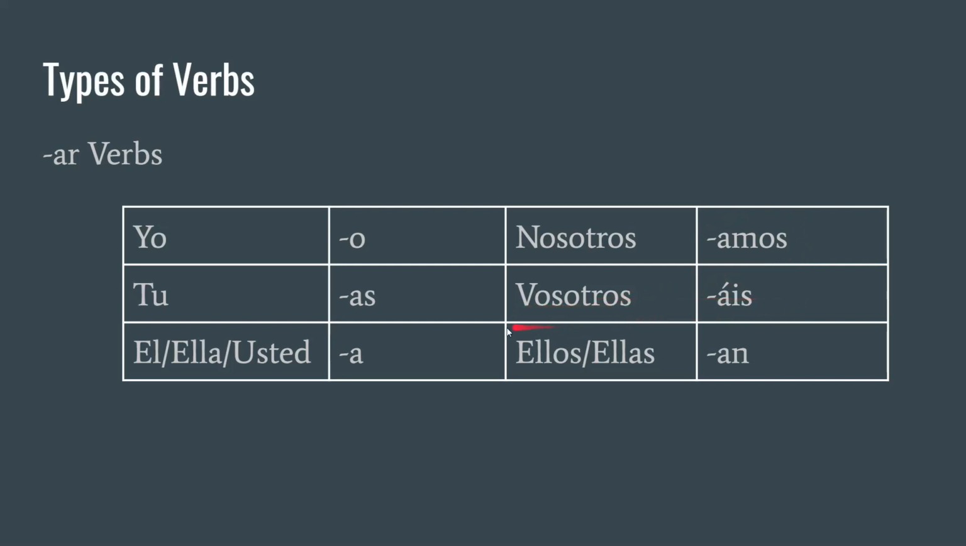Vosotros is not super crucial to be memorized because you can actually use the ellos form interchangeably with vosotros, and there's not going to be much of a difference. It's kind of rare that you actually use this form. Additionally, most Latin American places do not, or there's only certain ones that actually use the vosotros form. If you use it in Spain, some people just might not understand it. So for the most part, you don't need to worry too much about it, but the ending does still exist. It's ais, and ellos is an.